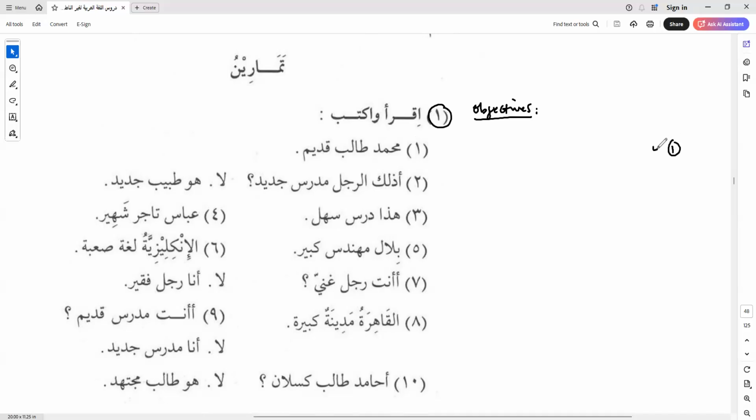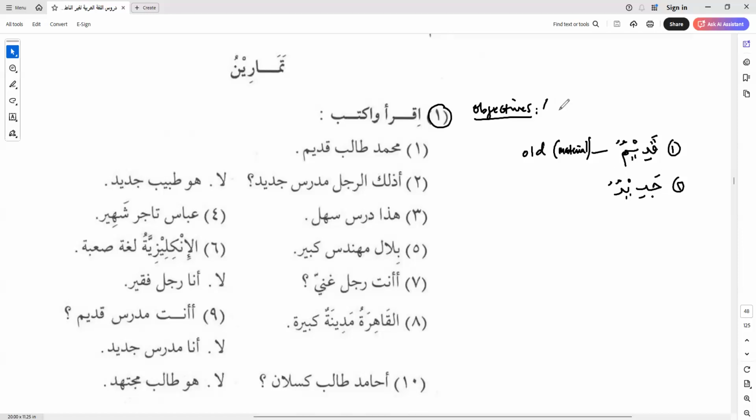The first one is the word قديم, old. Remember, the word قديم cannot be used to describe a human being. So basically we say material. You can use it to describe material things. You can say an old chair, Al-Kursi Qadim. And then the second adjective that we need to know is Jadid. That's the opposite.